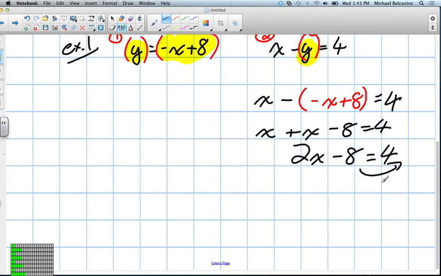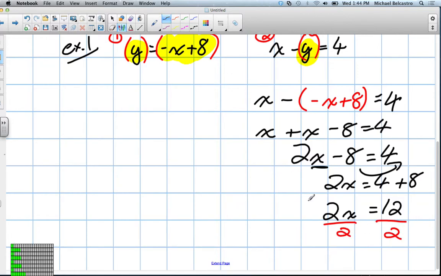We'll then move the 8 to the other side of the equation because the goal is to solve for our variable x. We'll get 2x is equal to 4 plus 8. 4 plus 8 is 12, so 2x is equal to 12. Then, to isolate x, because it's 2 times x, we need to divide both sides of the equation by 2. We're going to end up with x is equal to 6. That's great. We've solved for one of the variables. So this is one of our final answers.